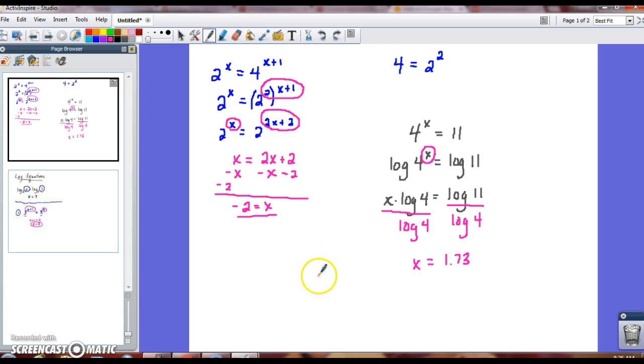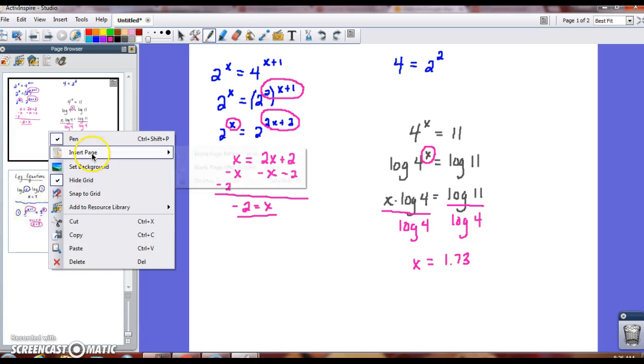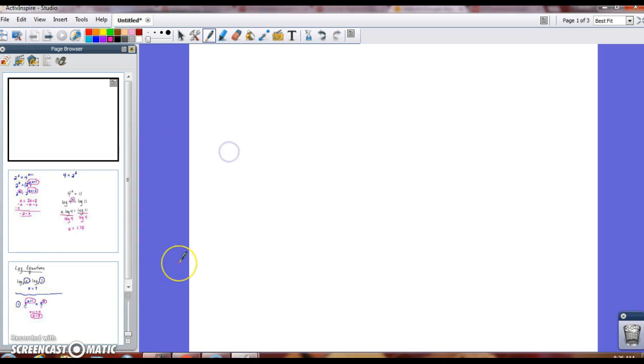Okay, so those are three different scenarios when you're talking about what I like to refer to as exponential equations, because your variable is in your exponent. We also have problems where we are given log equations.